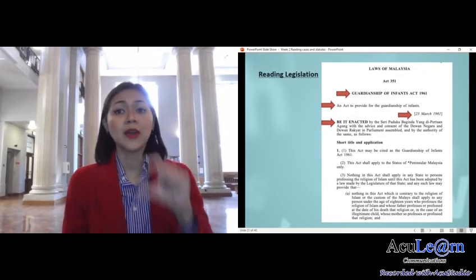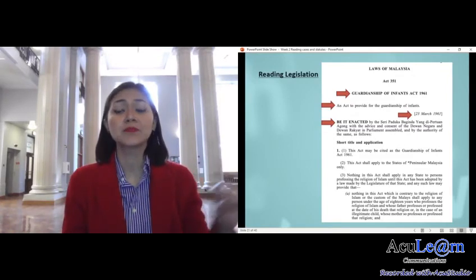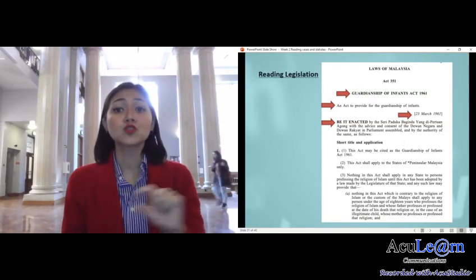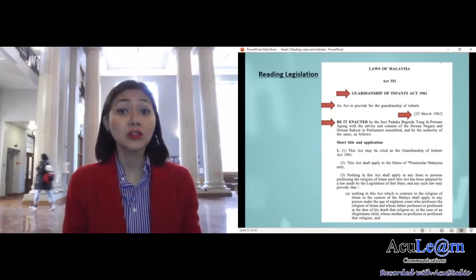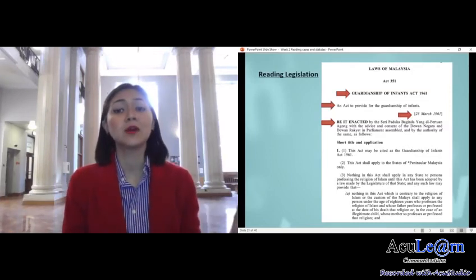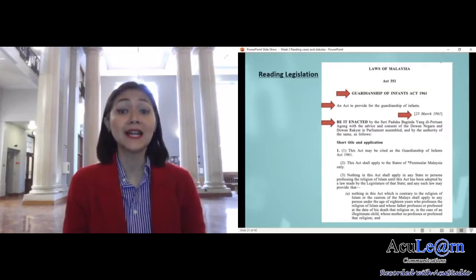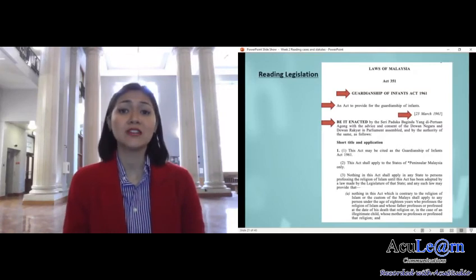You have the Guardianship of Infants Act. That would be the short title, and you can see an act to provide for the guardianship of infants. That will actually be the long title. Then be it enacted is the preamble of that particular legislation. As you can see, the 23rd March is the date when this legislation received the royal assent.